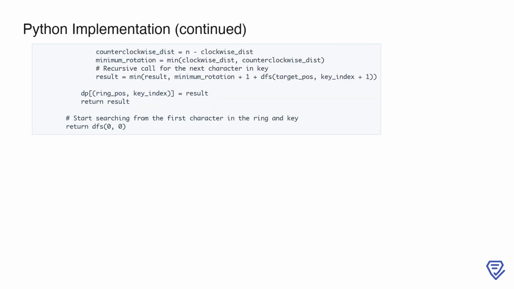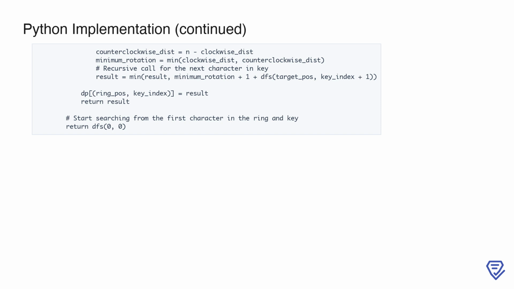Next, we calculate the counterclockwise distance by subtracting the clockwise distance from the total number of positions in the ring, n. The minimum rotation required to reach the target character is then determined by taking the smaller of the clockwise and counterclockwise distances. To account for the step involved in pressing the button to select the character, we add 1 to this rotation. We then make a recursive call to the dfs function, updating the ring position to the current target position and incrementing the key index to move to the next character in the sequence.